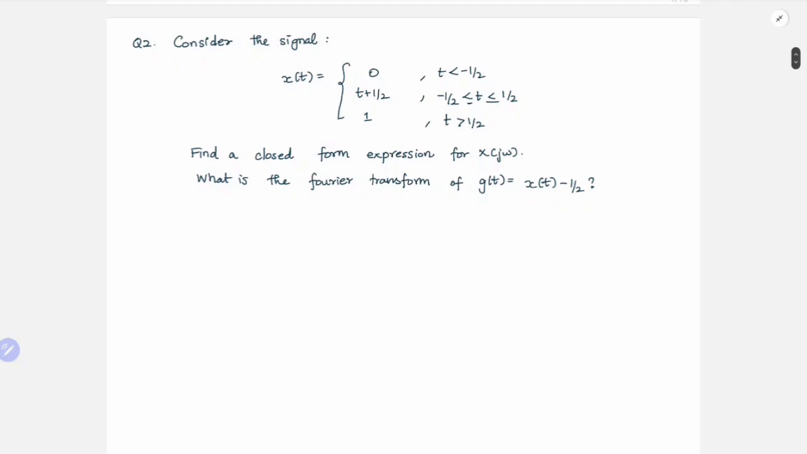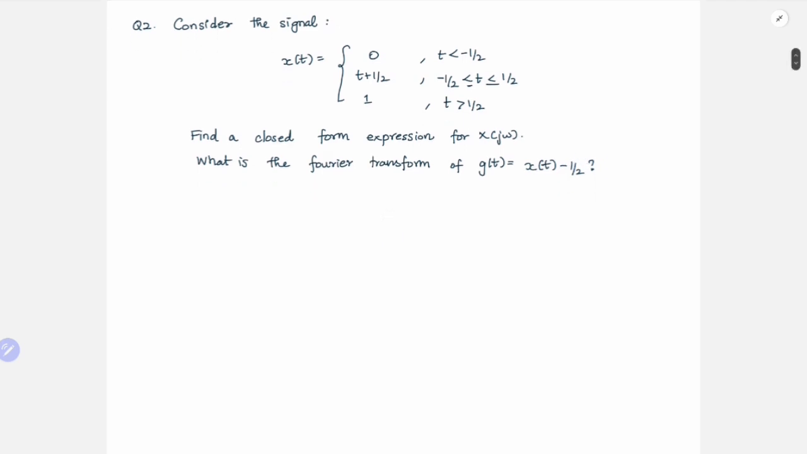Question 2. Consider the signal x of t equal to 0 for t less than minus half, t plus half for t between minus half and plus half, and 1 for t greater than half. Find a closed form expression for x of j omega. And the second part, they are asking what is the Fourier transform of g of t, which is given by x of t minus half.